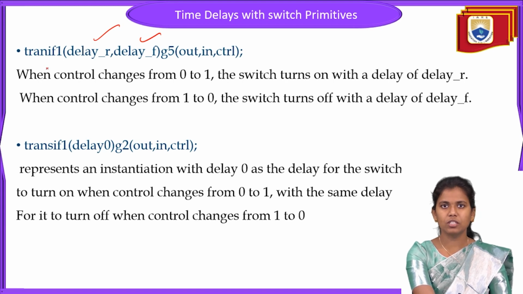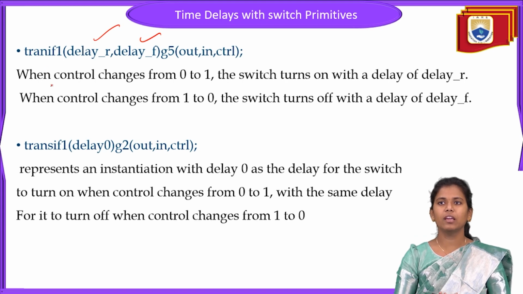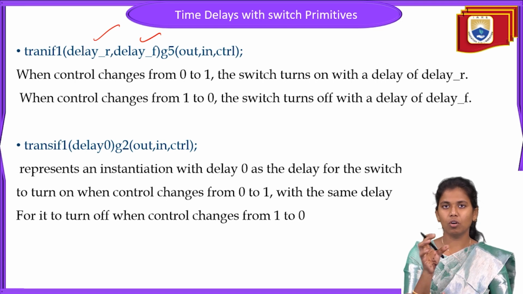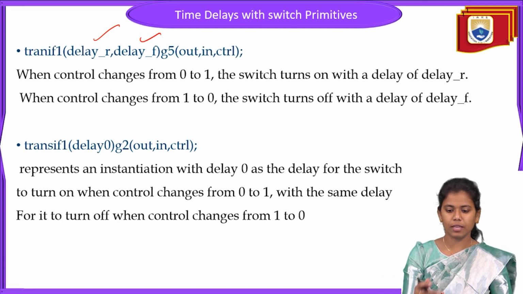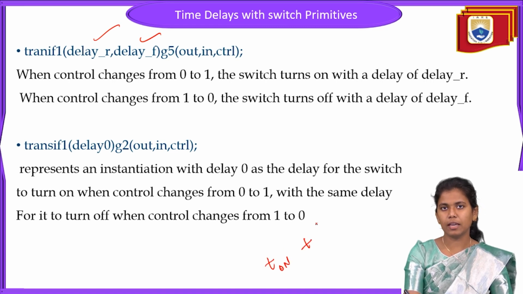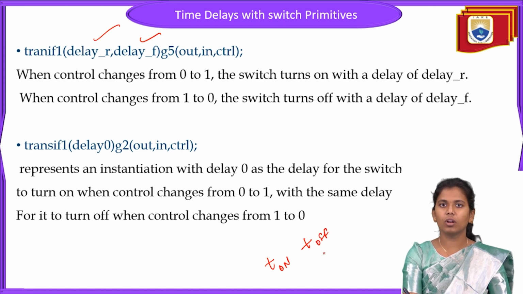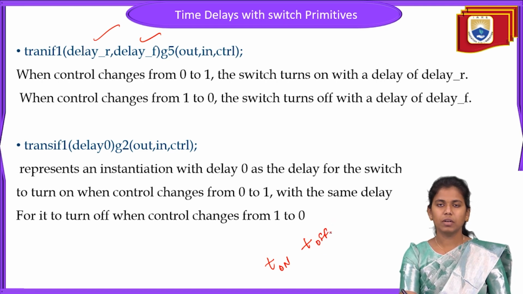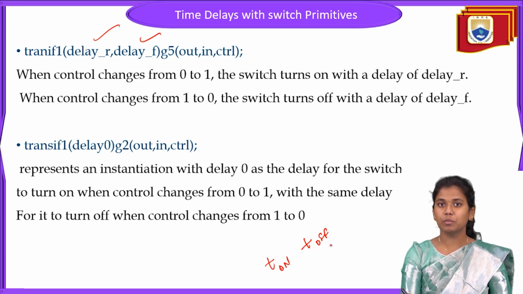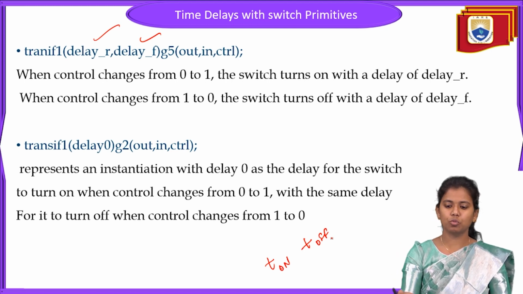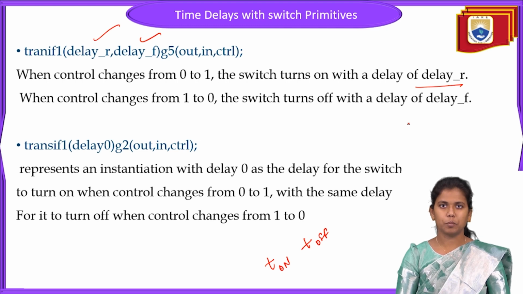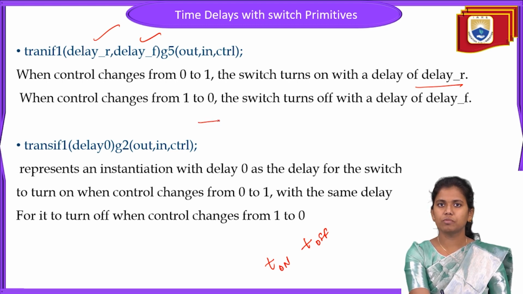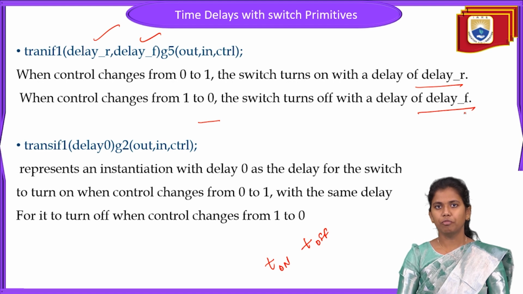So as it is a bidirectional switch, we have only turn on and turn off times. In the bidirectional switches, we see only turn on and turn off conditions. But here rarely we can see the representations of the delay time, rise time, or the turn off time. So here when the control signal changes from 0 to 1, the delay goes with the rise delay. When the control signal changes its transition from 1 to 0, then the delay goes with the fall delay.